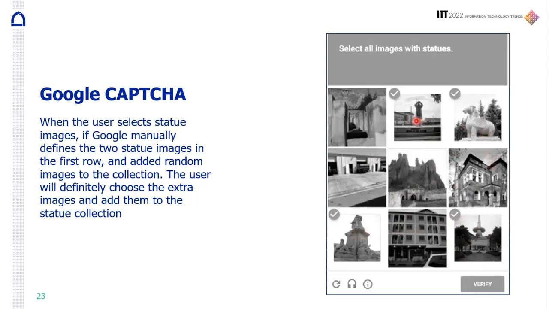For example, these two images are selected. If the user selects them, they can pass, but I can also add more images of statues. The user will select them too. The user doesn't know which one, which two, or which three he or she should select. So eventually it will add more samples to our dataset.